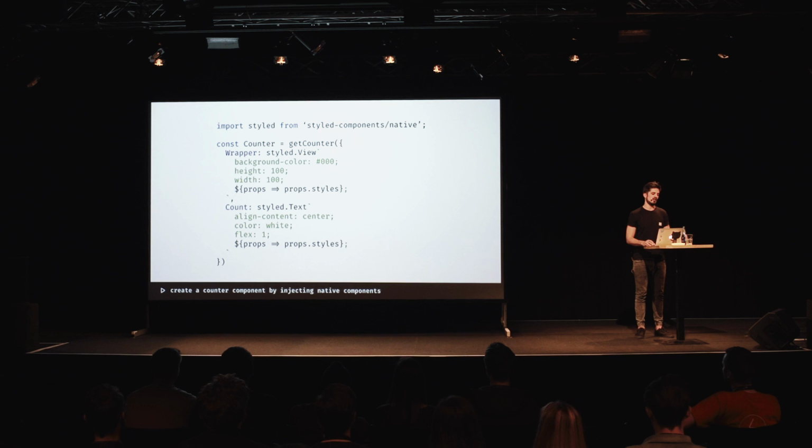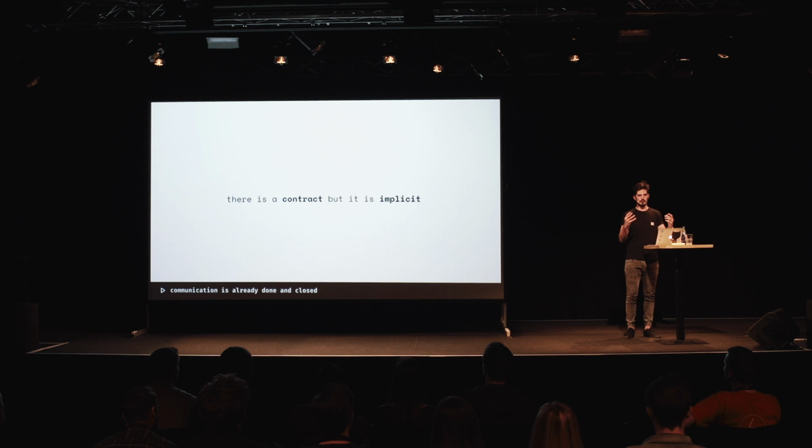Wrapper could be a view instead of a div, and count can be a text instead of a span. That way, you write a factory function that generates a component, and it could generate a web component or a React Native component easily. But there is a problem, which is that there is a contract on how those nodes are communicating to each other, how you pass handlers, click handlers, for example, stuff like that. And that contract is implicit in the component implementation.